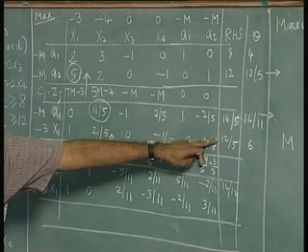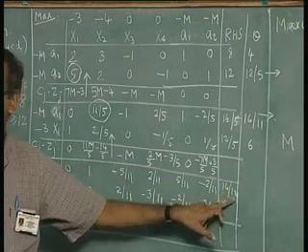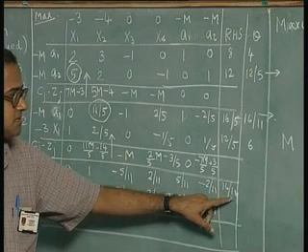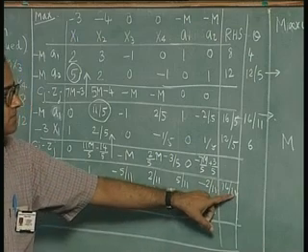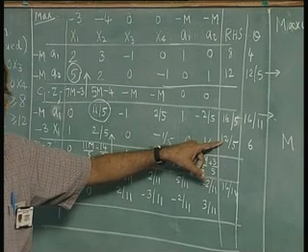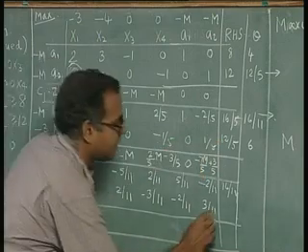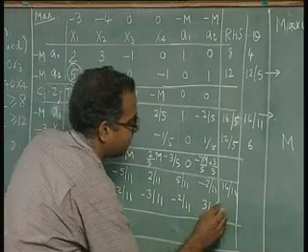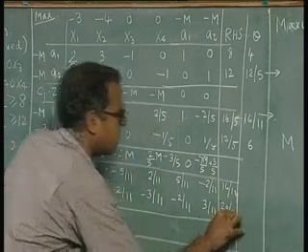12 by 5 minus 2 by 5 into 16 by 11. So, 2 by 5 into 16 by 11 is 32 by 55. This is 12 11s are 132 minus 32. So, you get 100 by 55, which is 20 by 11.